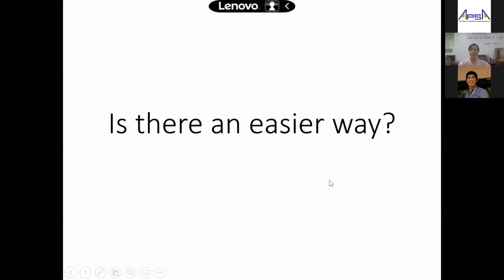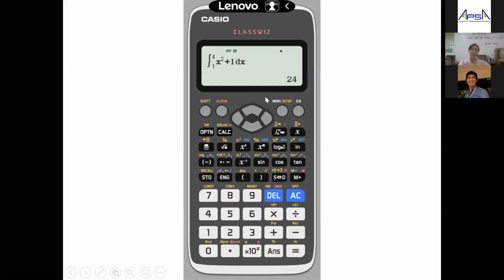But is there an even easier way? Yes, there still is. Let's use technology. Actually, in this calculator, it's very easy to find the definite integral because it's user-friendly. You just click on the definite integral symbol and then you just type in the expression. This is x. So it's easy.